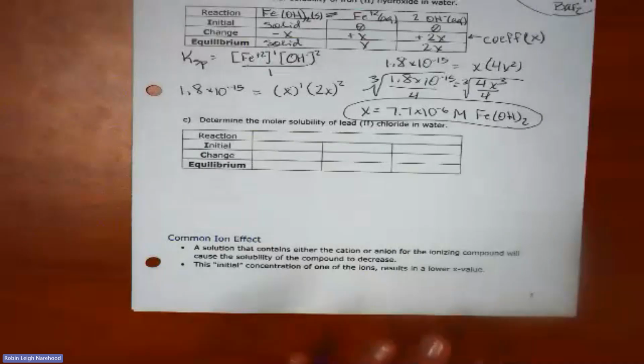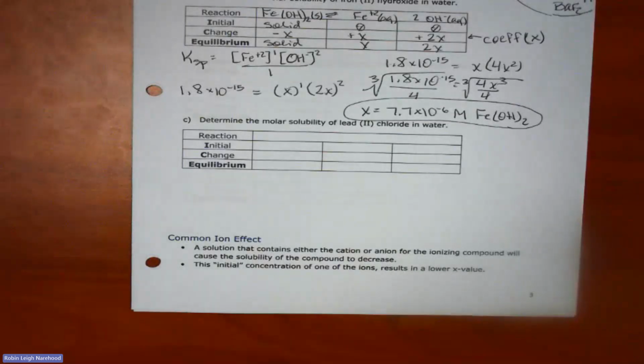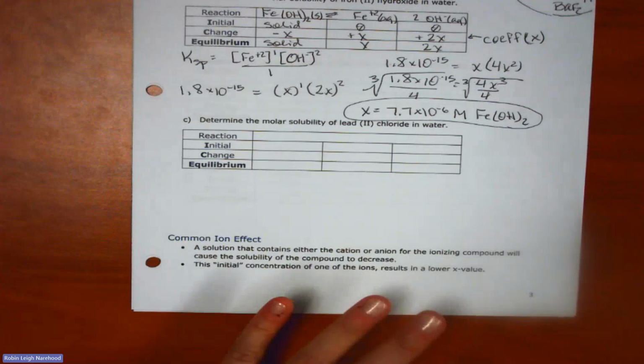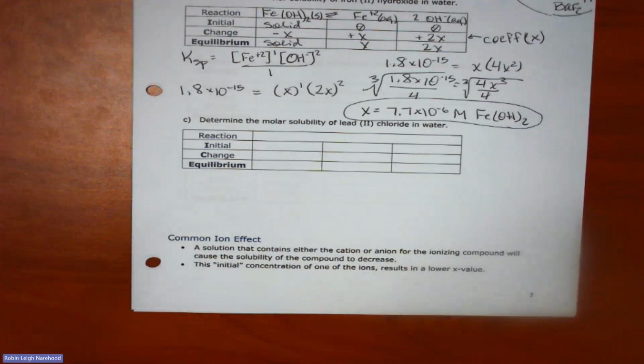What we're going to be looking at is how dissolving something in water that already contains ions might affect the ability of a compound to dissolve. So we're only going to look at the very narrow point of view of having a common ion, which is specifically when one of the ions present is also one of the ions in the substance you're trying to dissolve. So the initial concentration of one of the ions is not zero.